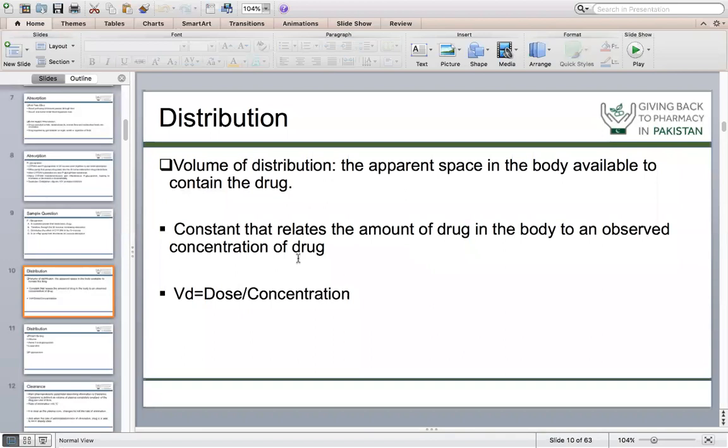And we must be familiar with this equation. Volume of distribution is equal to dose over concentration. By knowing any of these, we can determine volume of distribution, all right?